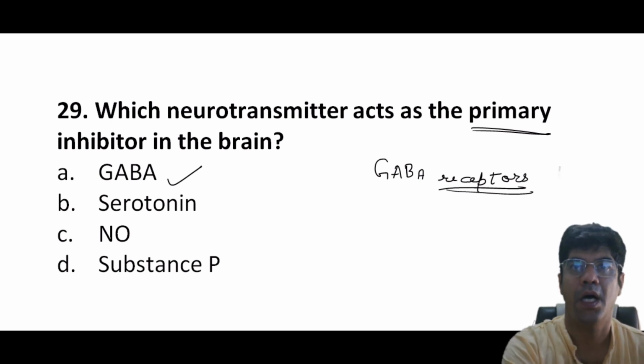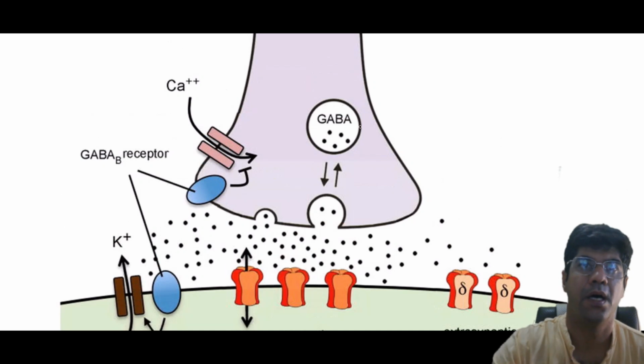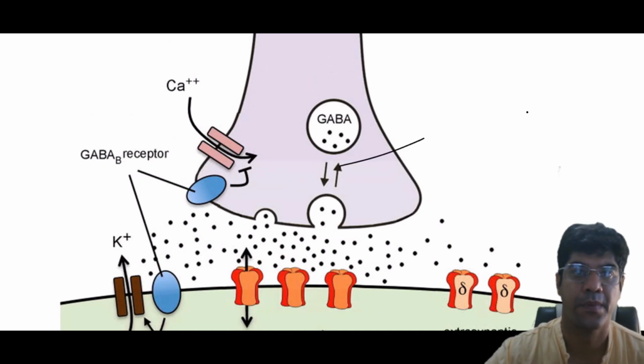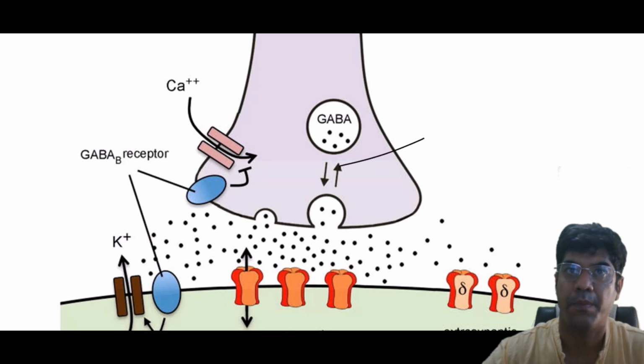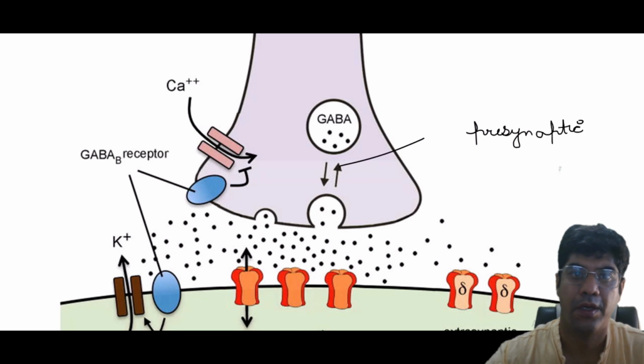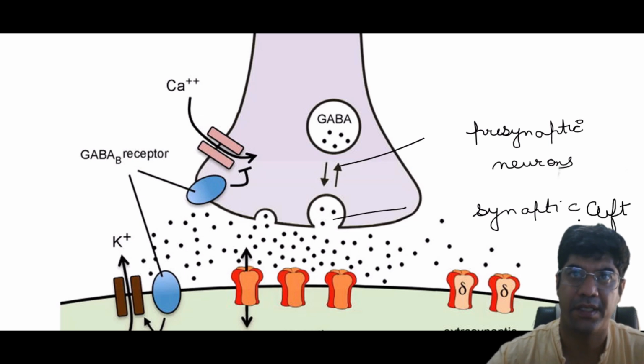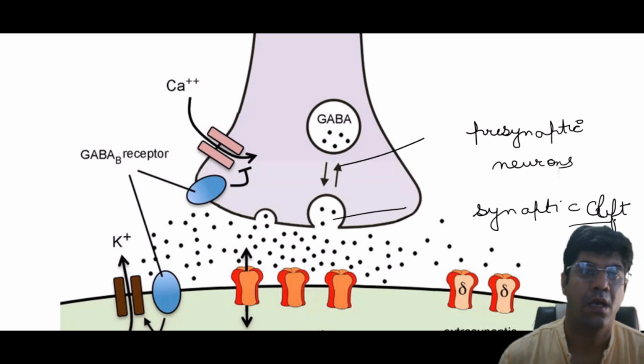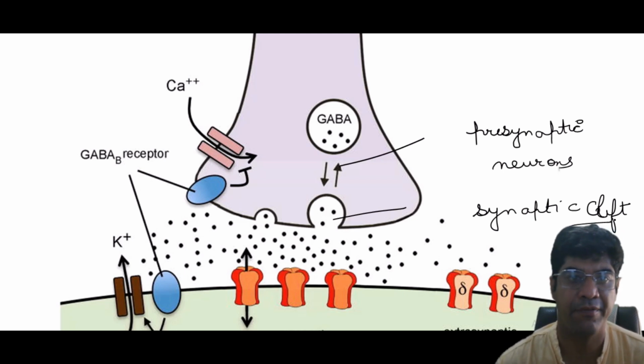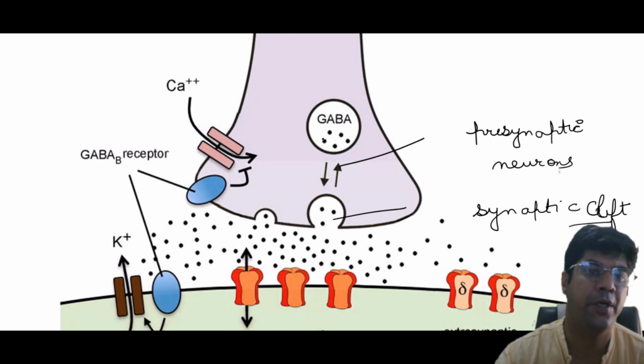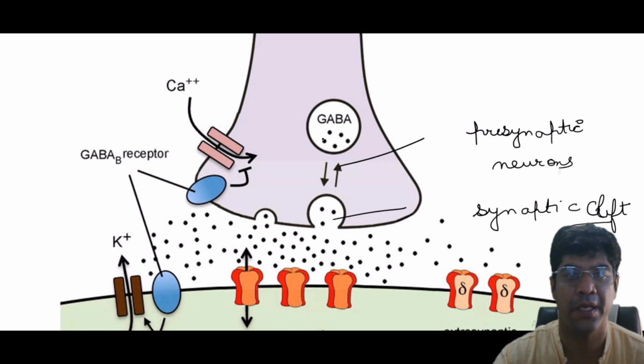Now we know that GABA is released from the presynaptic neurons into the synaptic cleft. That is a small space, a normal gap between the neurons. The GABA will bind to the GABA receptors on the postsynaptic neurons.